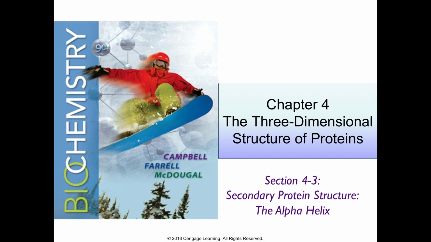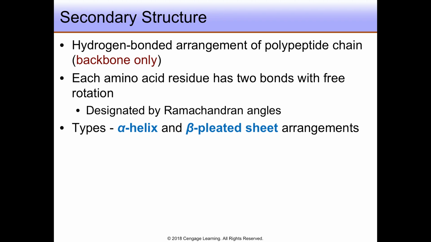Having reviewed the 4 levels of protein structure and the primary structure in particular, let's now consider protein secondary structure. Since secondary structure relates to the ordering of backbone atoms, we want to first consider what are the options for rotating the bonds connecting backbone atoms together. Each residue has 2 bonds with free rotation, and these are referred to as Ramachandran angles.